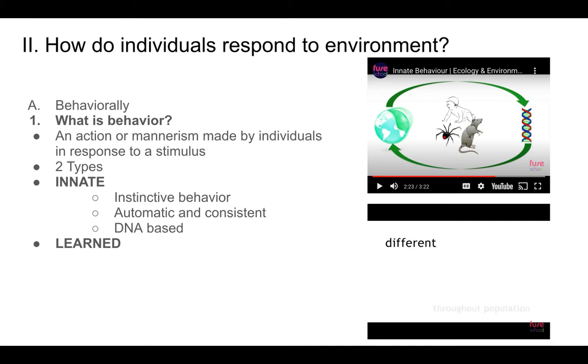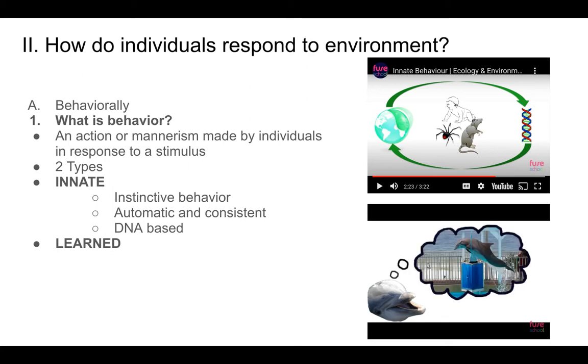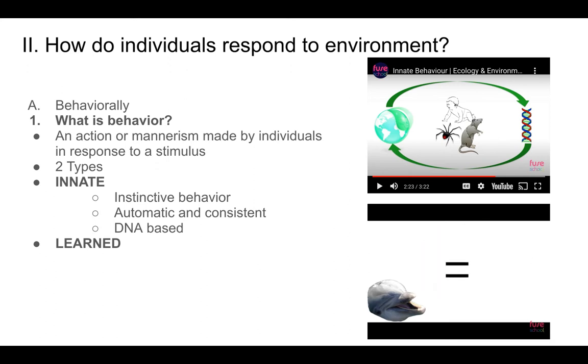Learned behavior is different throughout the population and is affected by the environment. For example, a dolphin can learn to perform and jump through a hoop. This behavior has been affected by the dolphin's environment. It is being taught by a trainer, and it knows that if it jumps through the hoop, it will receive a reward. A wild dolphin wouldn't necessarily know to jump through a hoop if presented with one.